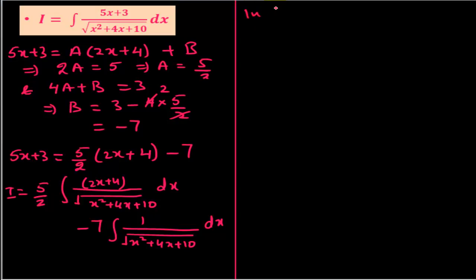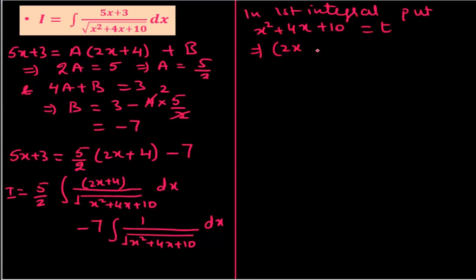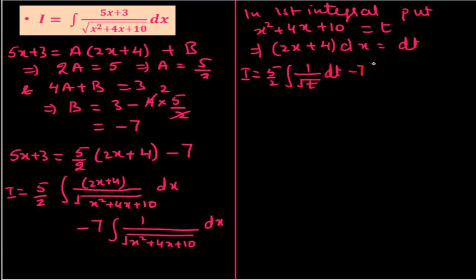So we'll write in the first integral, because we are doing substitution only in the first integral. So in the first integral, put x square plus 4x plus 10 is equal to t. So its derivative, 2x plus 4, dx is equal to dt. So rewriting the integral, it is 5 by 2 times integral of 1 over square root of t dt. In the latter part, let us try to break it into two perfect squares. See, we will be able to do it directly.